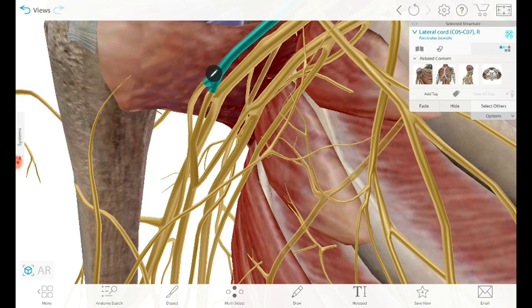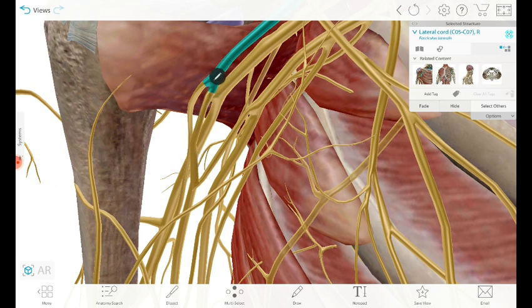These are remembered by a mnemonic, LML, L for lateral. So first is lateral root of median nerve. So the median nerve has a lateral root and a medial root. So lateral root is contributed by the lateral cord and medial root is contributed by the medial cord. So this here is the lateral root and this here is the medial root, and they both combine to form the median nerve.